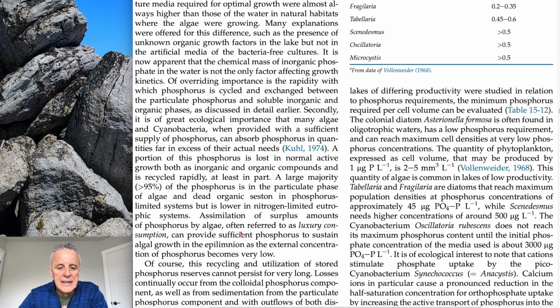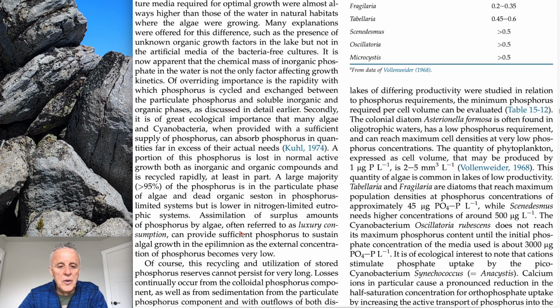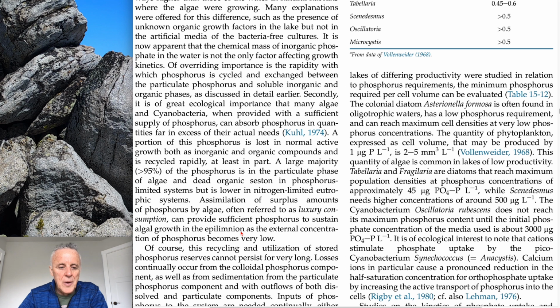It is now apparent that the chemical mass of inorganic phosphate in the water is not the only factor affecting growth kinetics. Of overriding importance is the rapidity with which phosphorus is cycled and exchanged between the particulate phosphorus and soluble inorganic and organic phases, as discussed in detail earlier. Secondly, it is of great ecological importance that many algae and cyanobacteria, when provided with a sufficient supply of phosphorus, can absorb phosphorus in quantities far in excess of their actual needs. A portion of this phosphorus is lost in normal active growth, both as inorganic and organic compounds, and is recycled rapidly, at least in part.